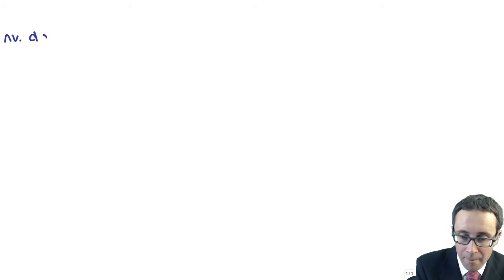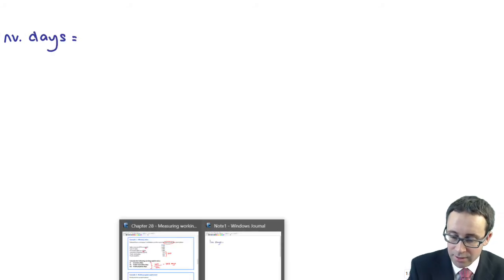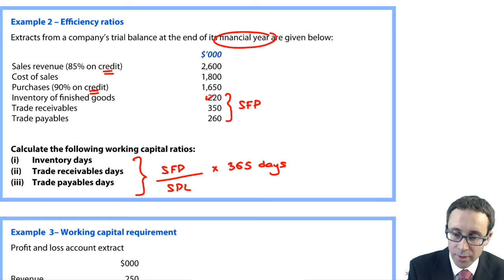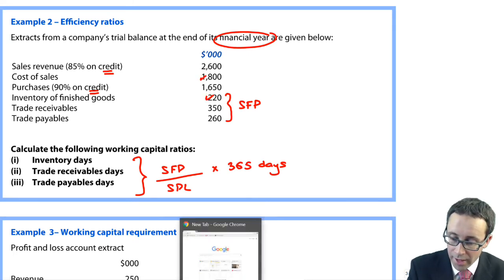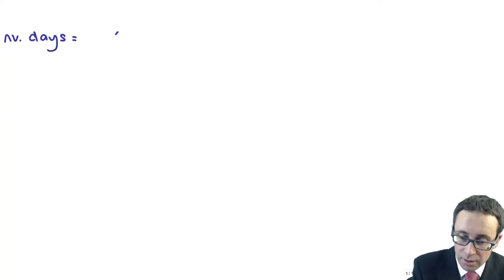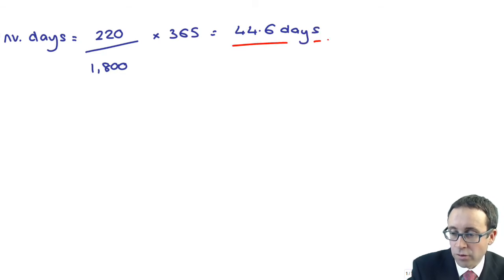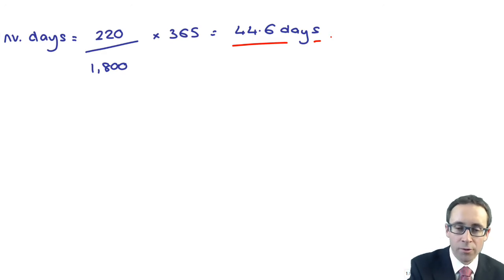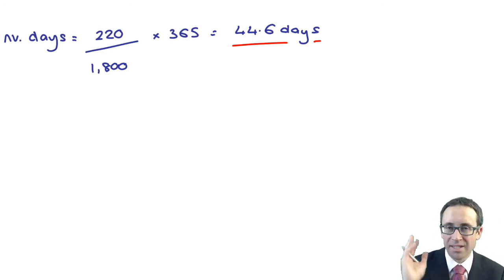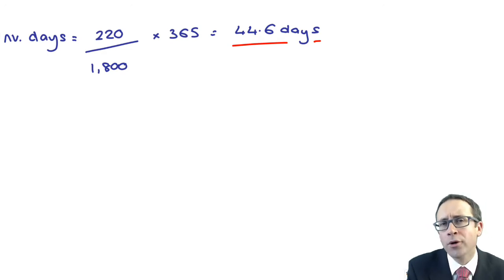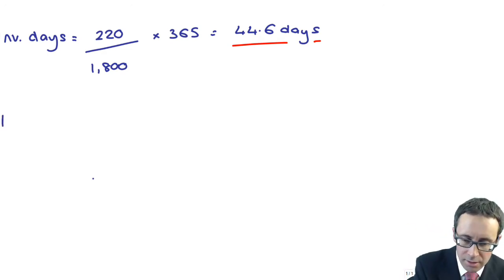If we're looking at my inventory days, it takes my year-end inventory of 220 and divides it by the 1,800. So is that 220 divided by the 1,800 multiplied by 365 gives me 44.6 days. So to you and I, 45 days. Again, the question would be specific with regards to rounding. Usually it would be to the nearest day, but I'll leave it there, 44.6. Don't put in number of hours, don't be so ridiculous.